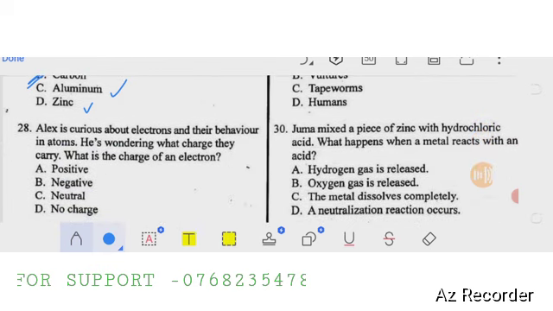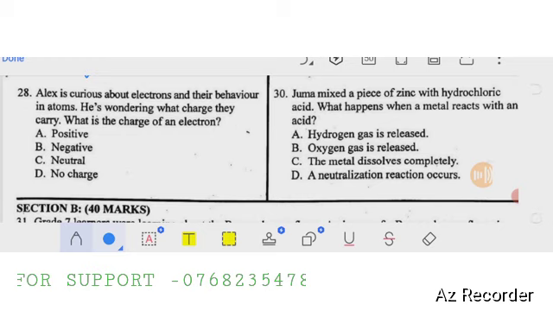Question 28. Alex is curious about electrons and their behavior in atoms. He's wondering what charge they carry. What is the charge of an electron? An electron is negative, a proton is positive, while a neutron has no charge. So what's the charge of an electron? Negatively charged. An electron is negatively charged.